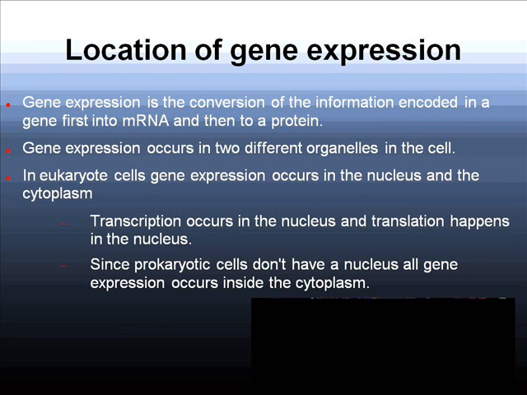Gene expression is the conversion of information encoded in DNA into RNA that changes to a protein. Gene expression occurs in two different places in the cell, which are both organelles. In eukaryote cells, gene expression occurs in the nucleus and then in the cytoplasm. Transcription occurs in the nucleus and translation happens in the cytoplasm. Since prokaryote cells don't have a nucleus, all gene expression occurs in the cytoplasm.